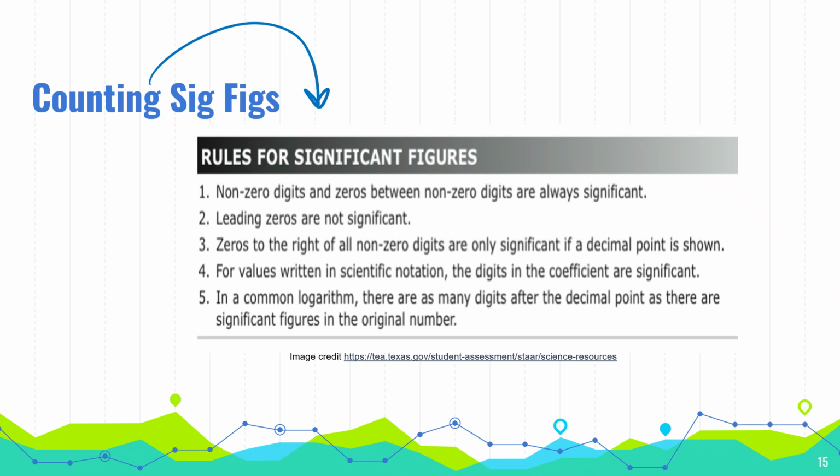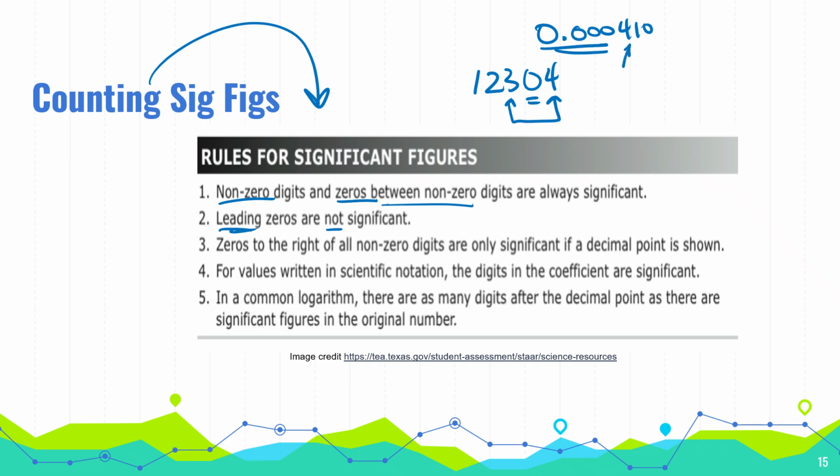Rules for sig figs: non-zero digits, that's all the digits 1 through 9 that aren't zero. And then zeros that are between non-zero digits are always significant. So the numbers 1, 2, 3, those are all significant. If I throw a 0 in between non-zero digits, that 0 is also significant. Leading zeros, however, are not significant. So if I have something like 0.000410, those leading zeros, all they're doing is holding the other digits in their place values. They are not significant. These are leading zeros.